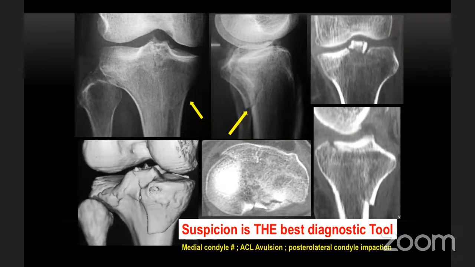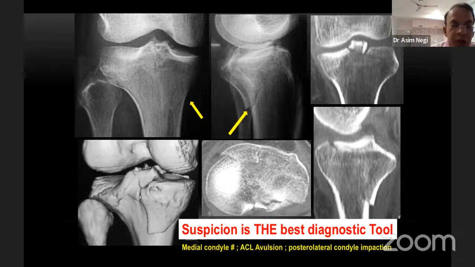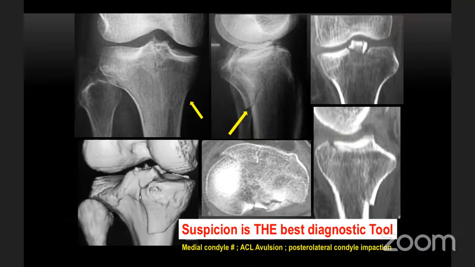Good evening, sir. You said that this posterolateral component may require surgery, may not require surgery. So how do you decide which one you will operate and which one you will ignore? Sir, if depression is about 4-5 millimeter, you can accept it. If it is more than 5 millimeter, you can reduce it by the same approach which you are taking posteromedially.